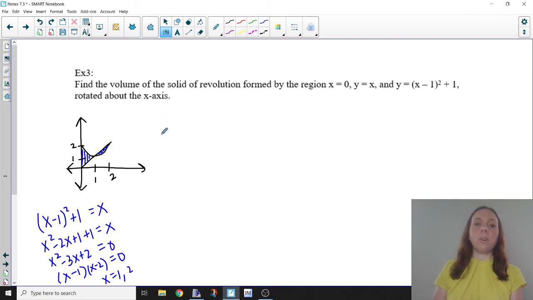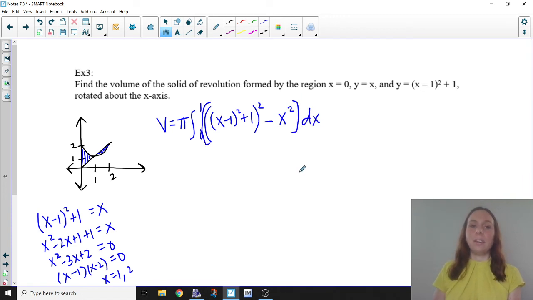Okay, so my volume formula is going to come from pi times the integral from 0 to 1 of x minus 1 squared plus 1, that whole thing squared, that's pi r squared, minus just x squared. There's a lot of parentheses and brackets going on here, dx. Okay, that will give us our first volume. Let's call that volume 1, which would be here.